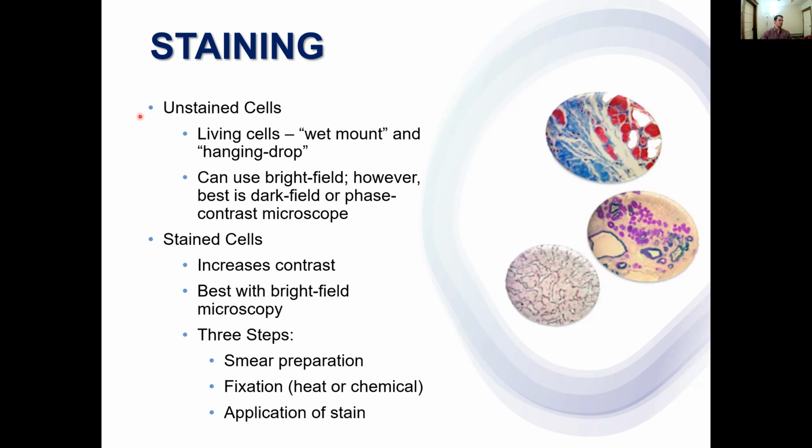Unstained cells are much harder to see than stained cells, because stained cells have increased contrast. They're best with bright field microscopy.